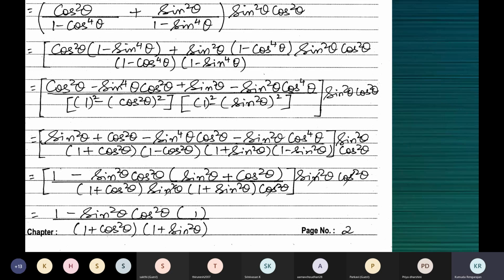Now, what do you think, children, we should do after this? What do you have in the numerator? We have 1 minus sin square theta cos square theta. What do you have in the denominator? 1 plus cos square theta, 1 plus sin square theta.